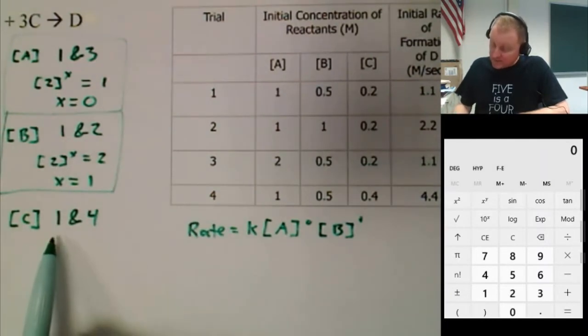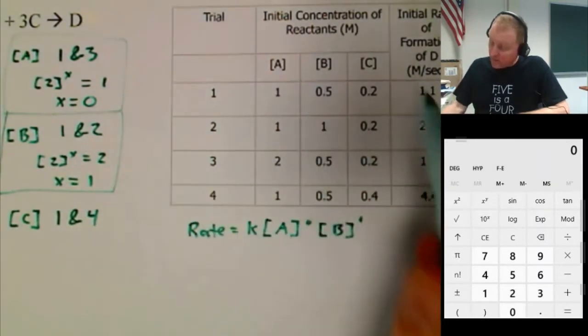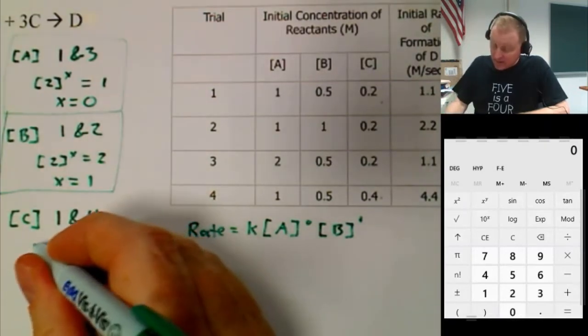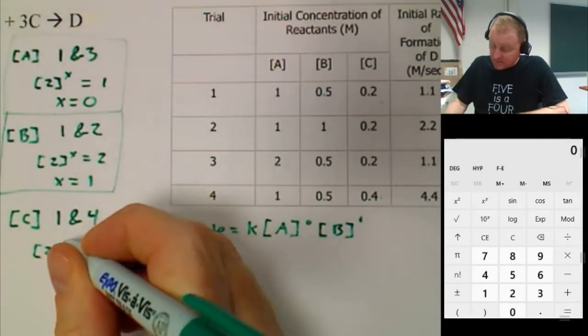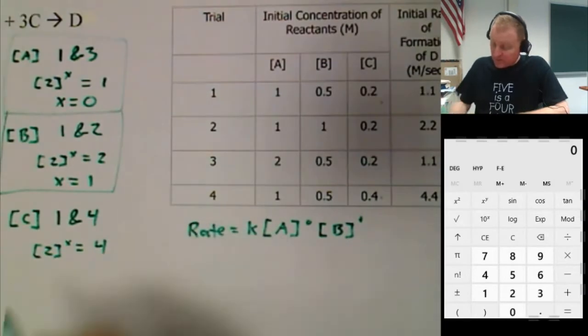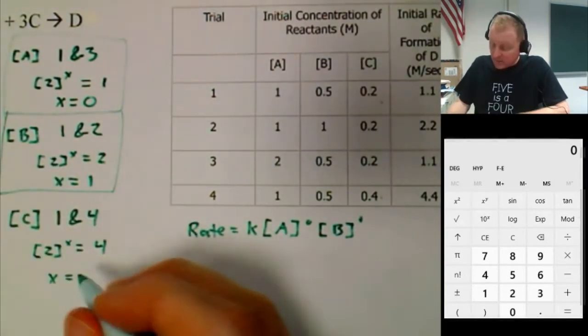And then for C, we're going to do 1 and 4. So 1 and 4. As C doubled, it went from 1.1 to 4.4. So 1.1 to 4.4, the rate quadrupled. So as the concentration doubled, the rate quadrupled. So therefore X, I should probably put XYZ, but anyways, equals 2.